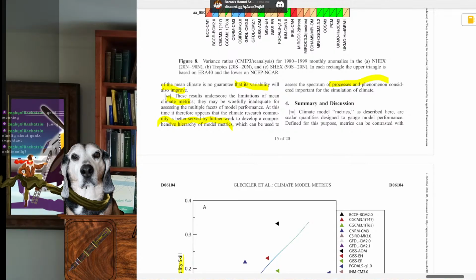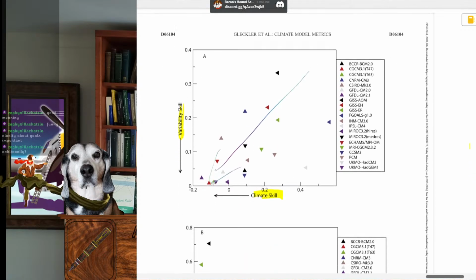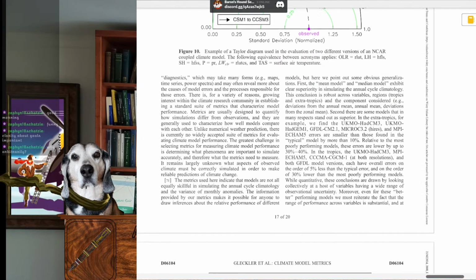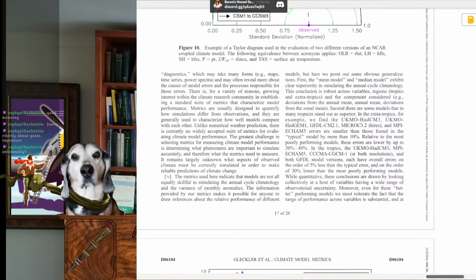Defined for this purpose, metrics can be considered with, quote, diagnostics, which may take the form, for example, of maps, time series, power spectra, and often reveal more about the causes of model errors and the processes responsible for those errors. There is, for a variety of reasons, growing interest within the climate research community in establishing a standard suite of metrics to characterize model performance.